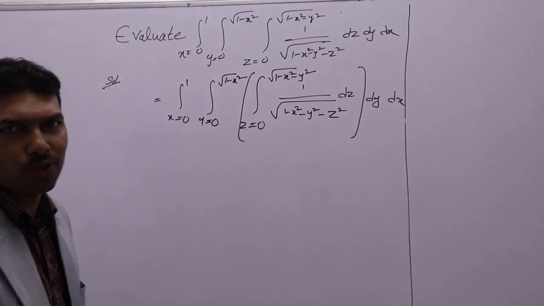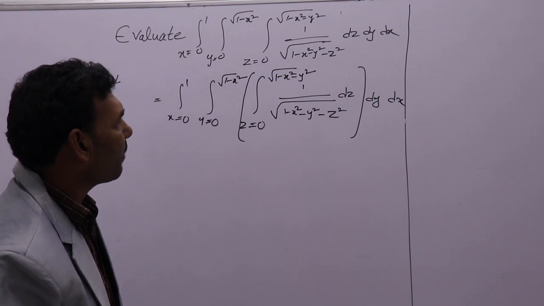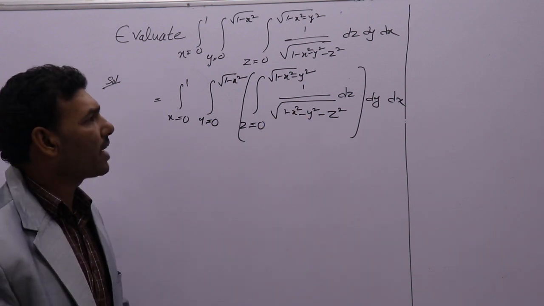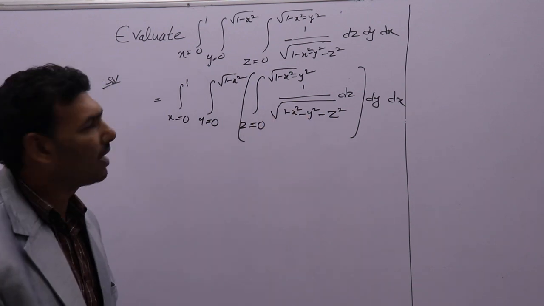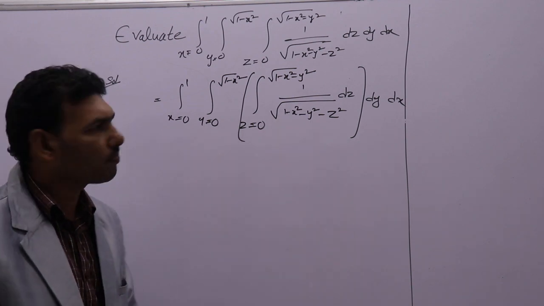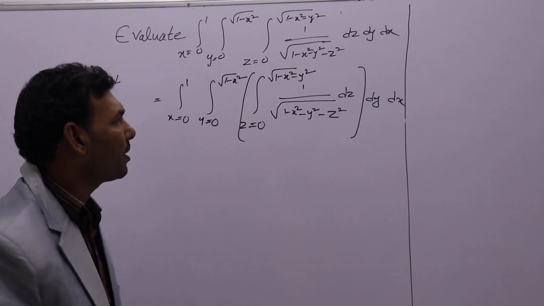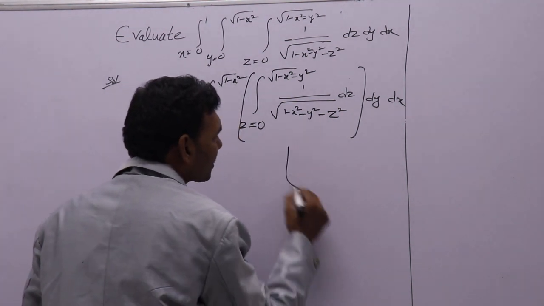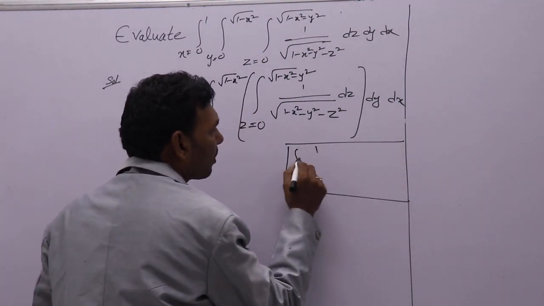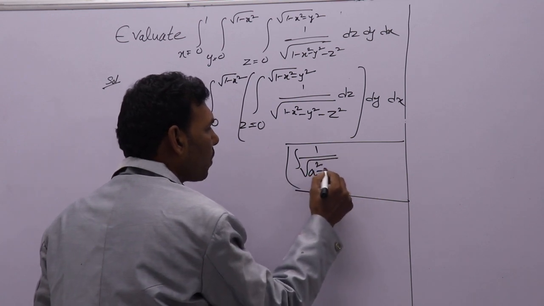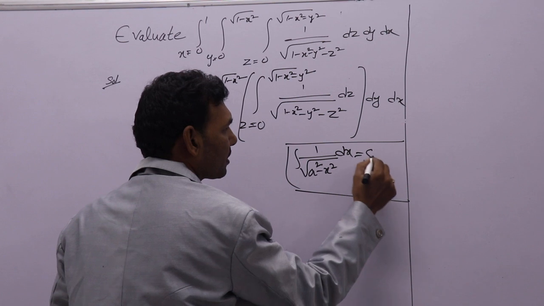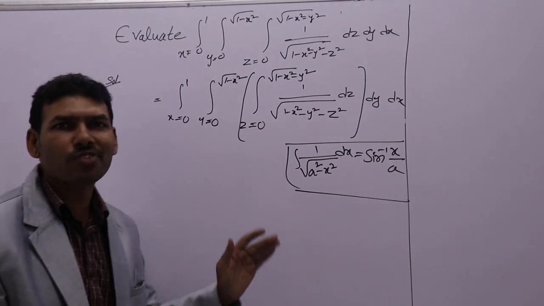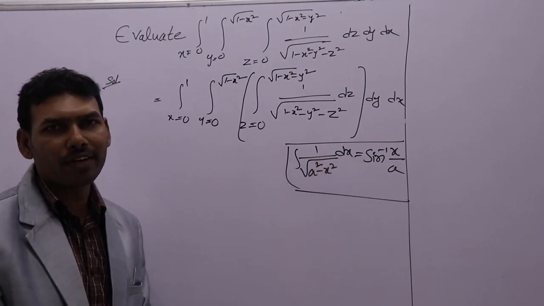First I am doing with respect to z. So to integrate this one with respect to z, we will keep x and y constant. By keeping x and y constant, we need to integrate by integrating only the z terms. If you keep x and y constant, immediately you will get one integration formula in mind. What is that? That formula is the integral of 1 by root of a square minus x square dx equals sin inverse x by a. So, constant square minus variable square, dx, equals sin inverse x by a.